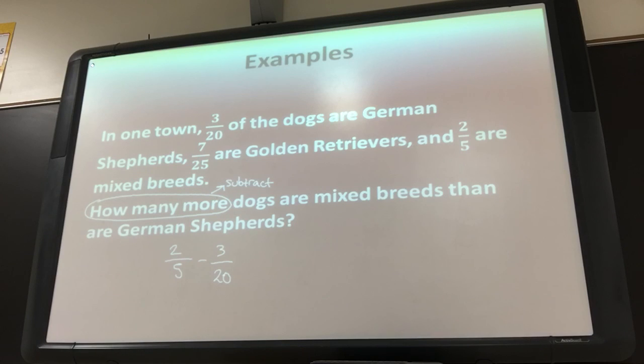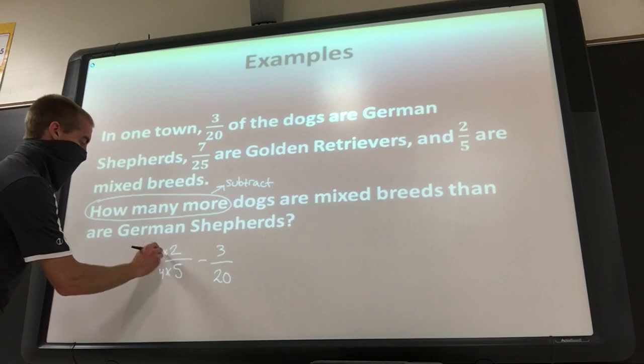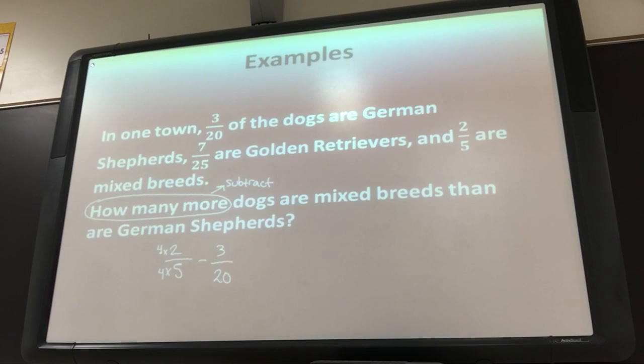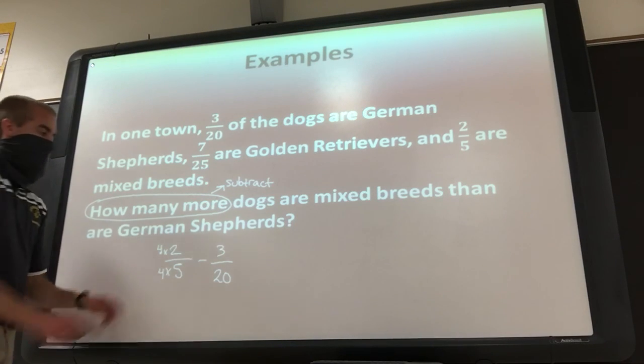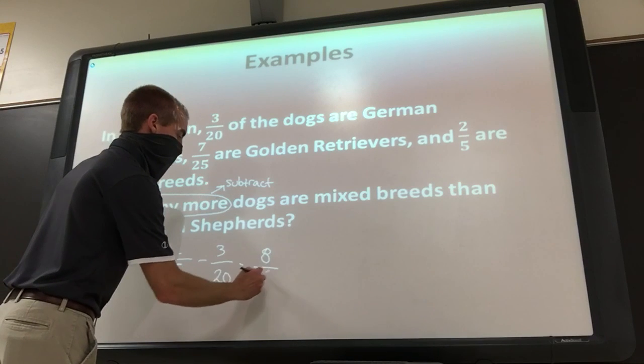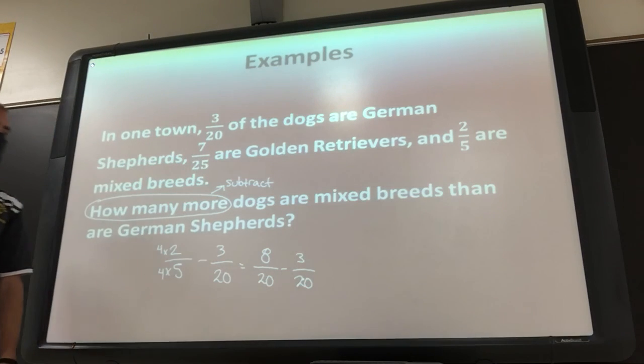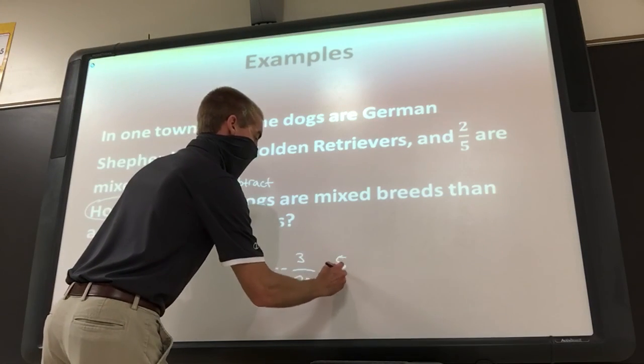So 2/5 minus 3/20. So we've got 5 and 20. What would be a common denominator for 5 and 20? 20 would work, right? 5 times 4. So then do 2 times 4. We don't need to change 3/20 because 20 is our denominator. So rewrite 2/5 to 8/20 minus 3/20. 20 is the denominator, so just do 8 minus 3, which is going to get us 5/20.